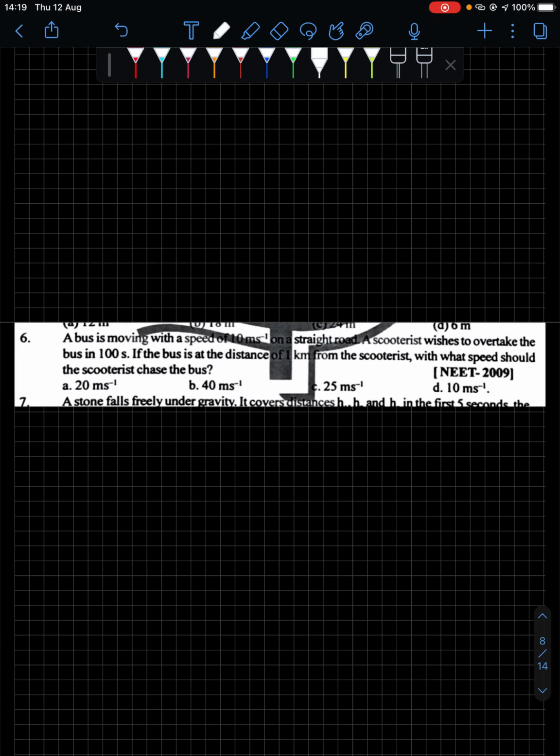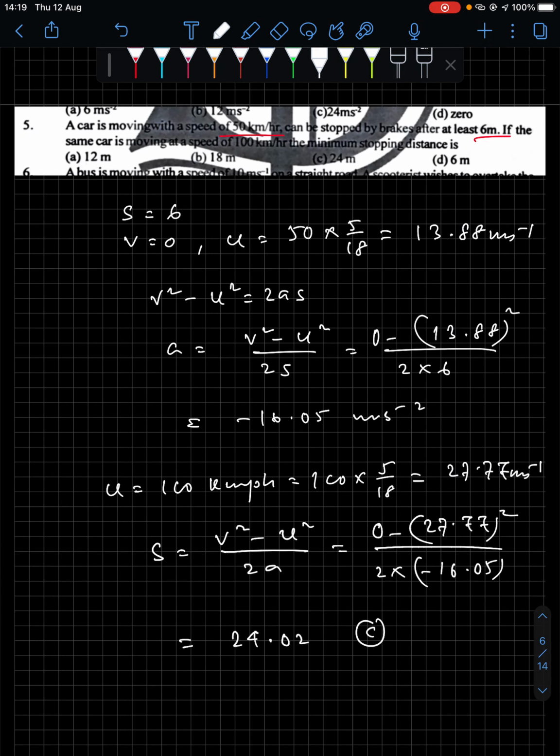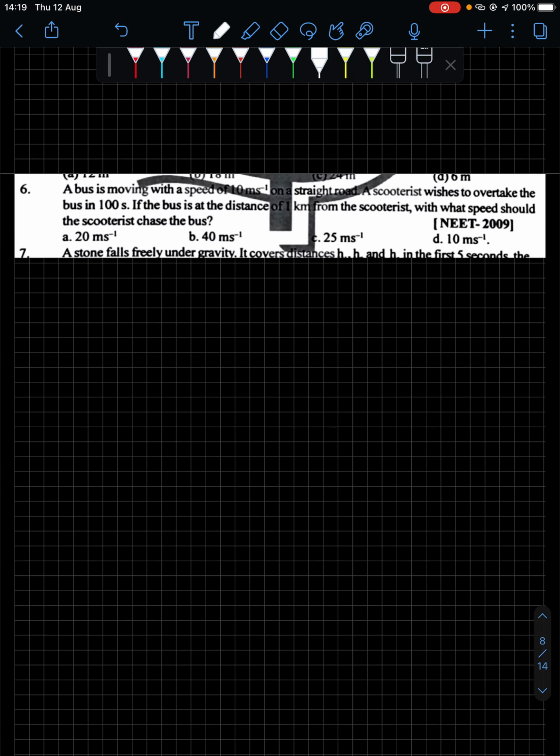Next question, that was question number 5. Question number 6. So you have a bus moving with speed 10 meter per second along a straight road. Okay, so your situation is like this. You have a bus over here and you have a scooter over here. The bus is traveling with 10 meter per second speed. Now the distance between the bus and the scooter is 1 kilometer, which is 1000 meter.